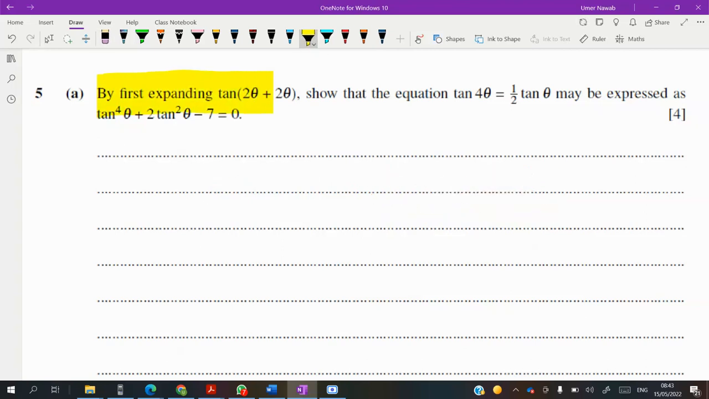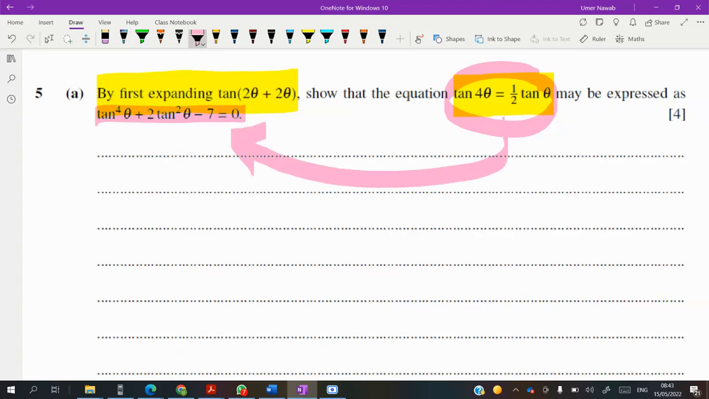By first expanding tan in the bracket 2 theta plus 2 theta. Why did he write it? Because he has tan of 4 theta. So he said tan of 4 theta must be written as tan 2 theta plus 2 theta. And we have a complete equation. Tan 4 theta is equal to half tan theta, may be expressed as a quadratic equation. So basically, we want to turn this equation into this quadratic equation form.